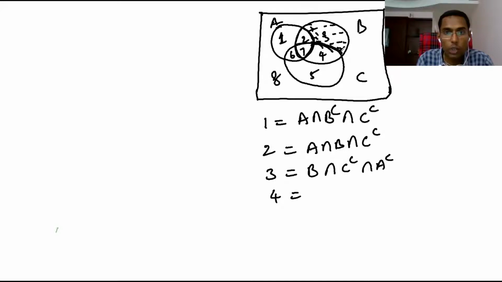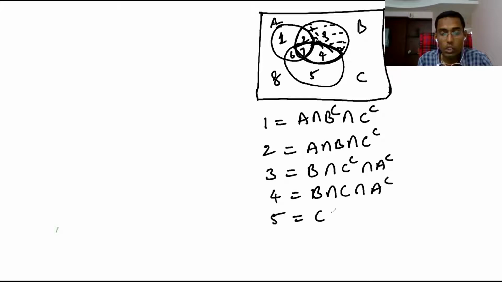Fourth, what is the fourth part? 4 comma 7 means BC. But only 4 means B and C, and from B and C you have to remove the A part, so not A. What is 5? Now you know C. From C, you have to remove A and B, so C and not A and not B. That is 5.